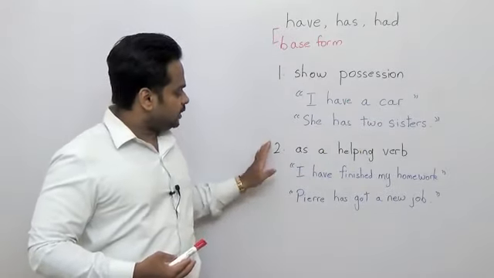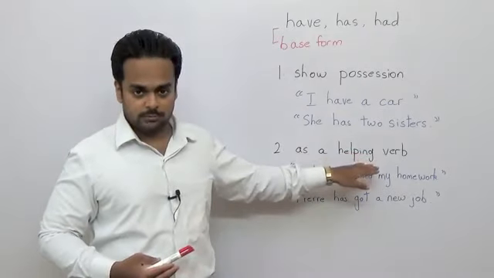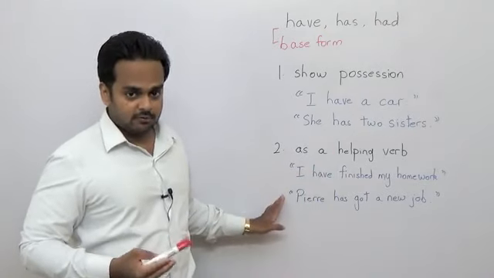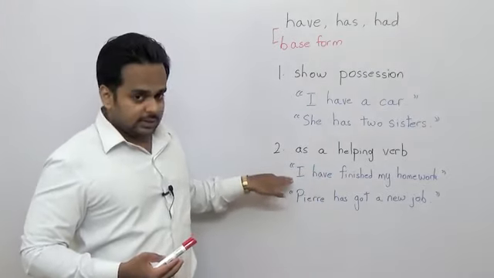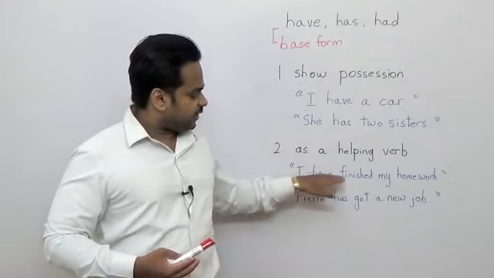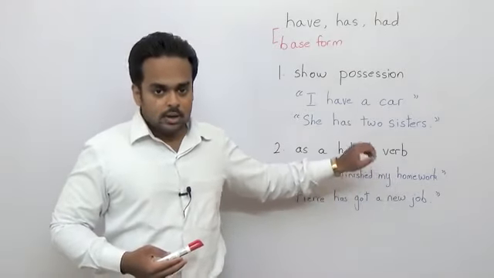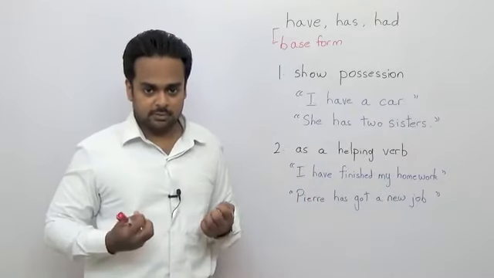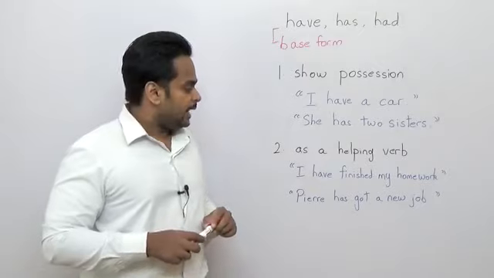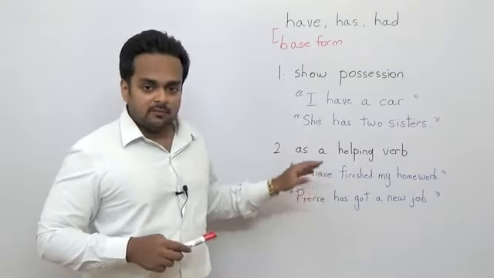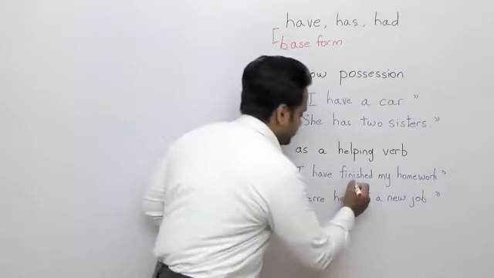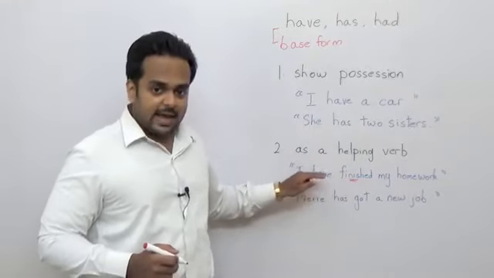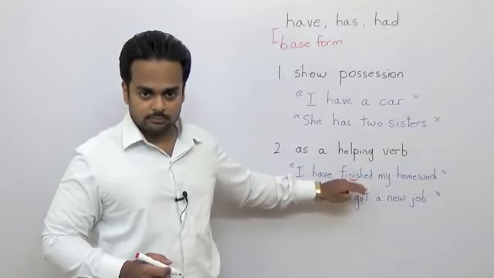Now, have can also be used as a helping verb. Here, I have two sentences in the present perfect tense. If you look at this sentence over here, I have finished my homework. In this sentence, have is not showing that someone has something. That's not the function. In this sentence, the main verb is finished. That's the main verb. Have is helping this verb.